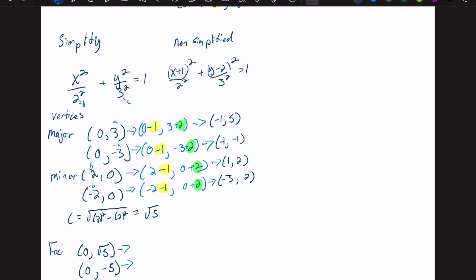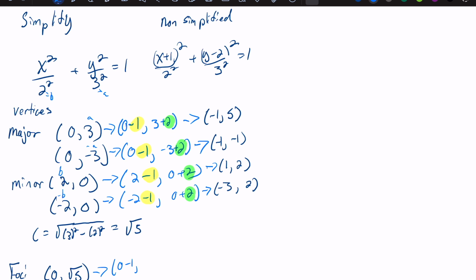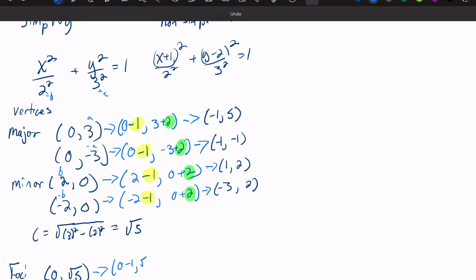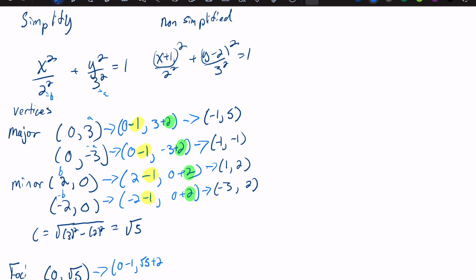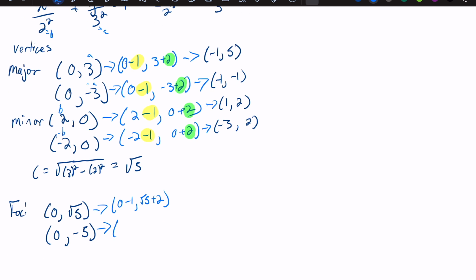And the same thing will be done here for the focus, or the foci. We can just add, so we take 0 minus 1, same as before, and then square root of 5 plus 2, and then here again 0 minus 1, and minus the square root of 5 plus 2. And then now what do we have?